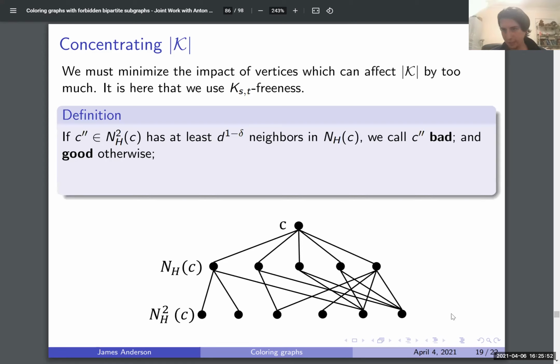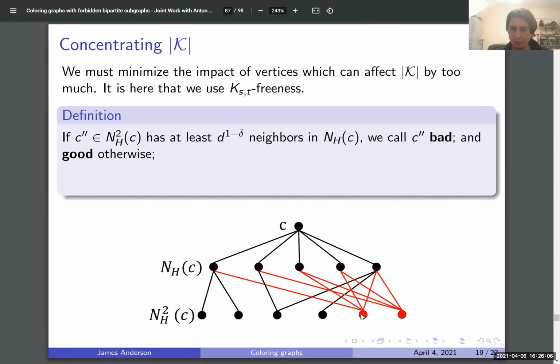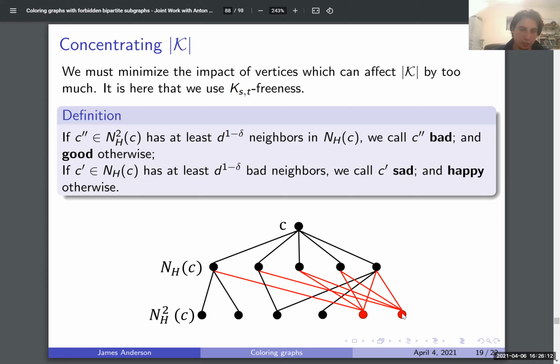Which leads us to the following definition. If some vertex in the second neighborhood of C has at least d to the 1 minus delta, or some small delta, we're going to call it bad. It's going to be good otherwise. And so these are our bad vertices because they have a lot of edges. Now, if C prime in the neighborhood sees a lot of these bad neighbors, we're going to call it sad and happy otherwise. So these vertices over here in blue, they each see 2 bad neighbors, so they're sad. And these other ones, well, they only see 1, so it's relatively small, so we'll call them happy.